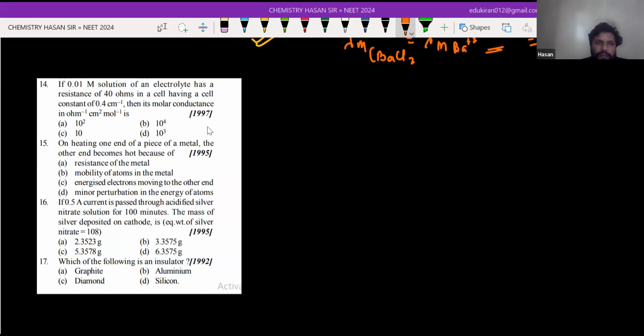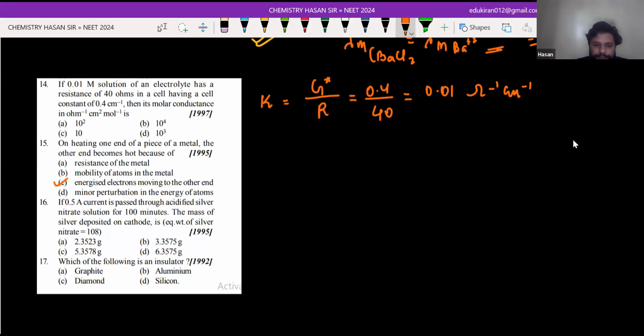Oh, 14 is not B. 14 is your D. And 15 is correct, C. So see how we are going to calculate it. First, you calculate the specific conductivity kappa, which is equal to the cell constant G star upon resistance. So 0.4 is given upon 40. That comes out to be 0.01 per ohm per centimeter. This is your specific conductivity.